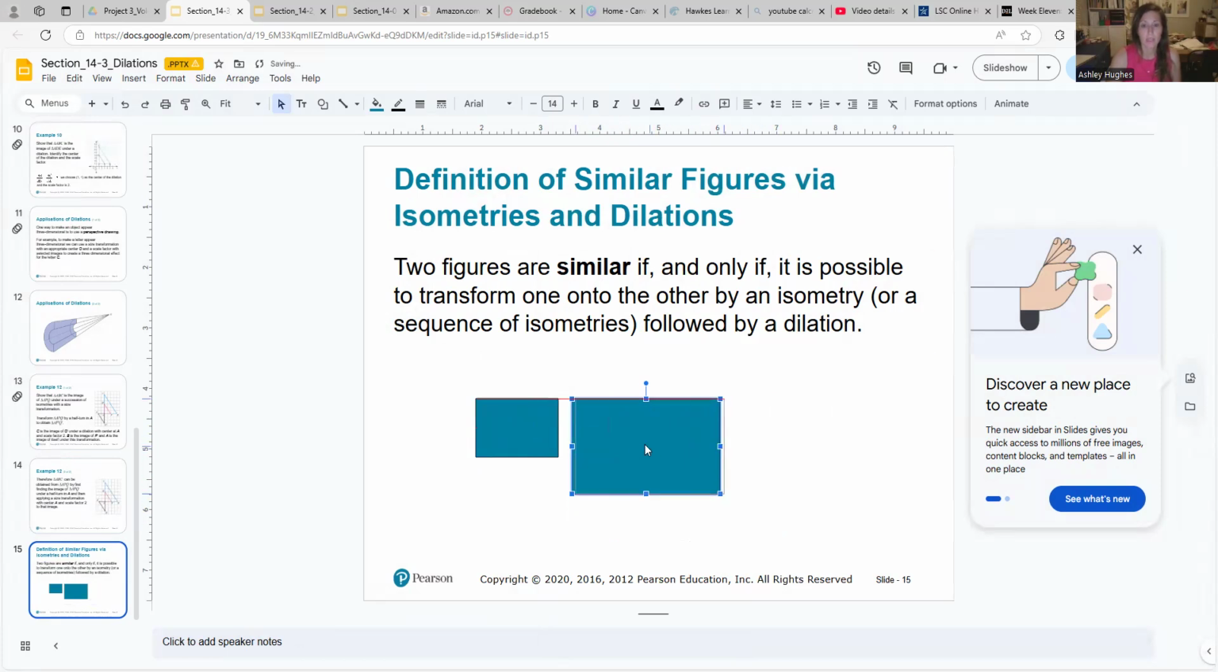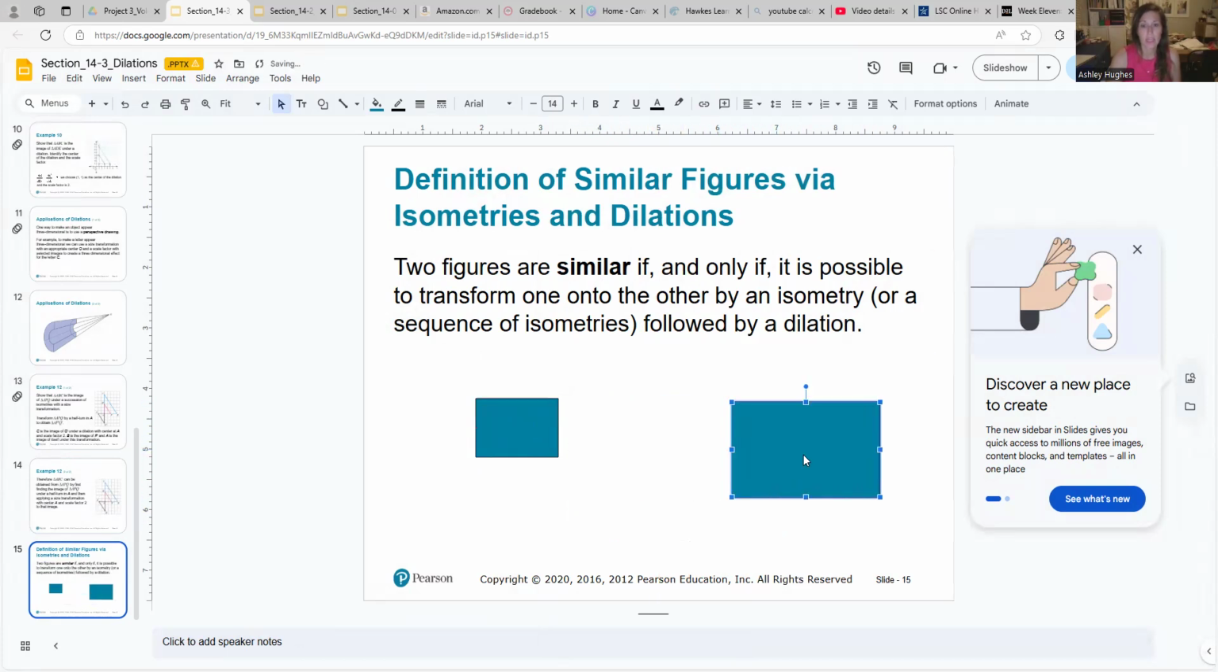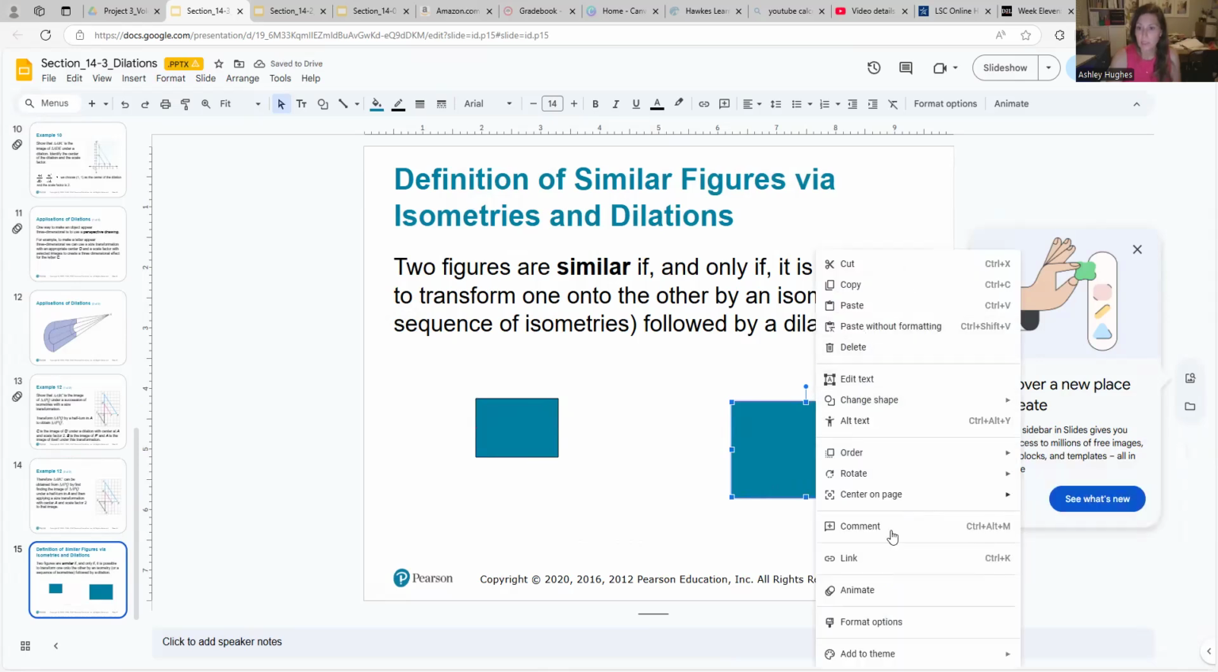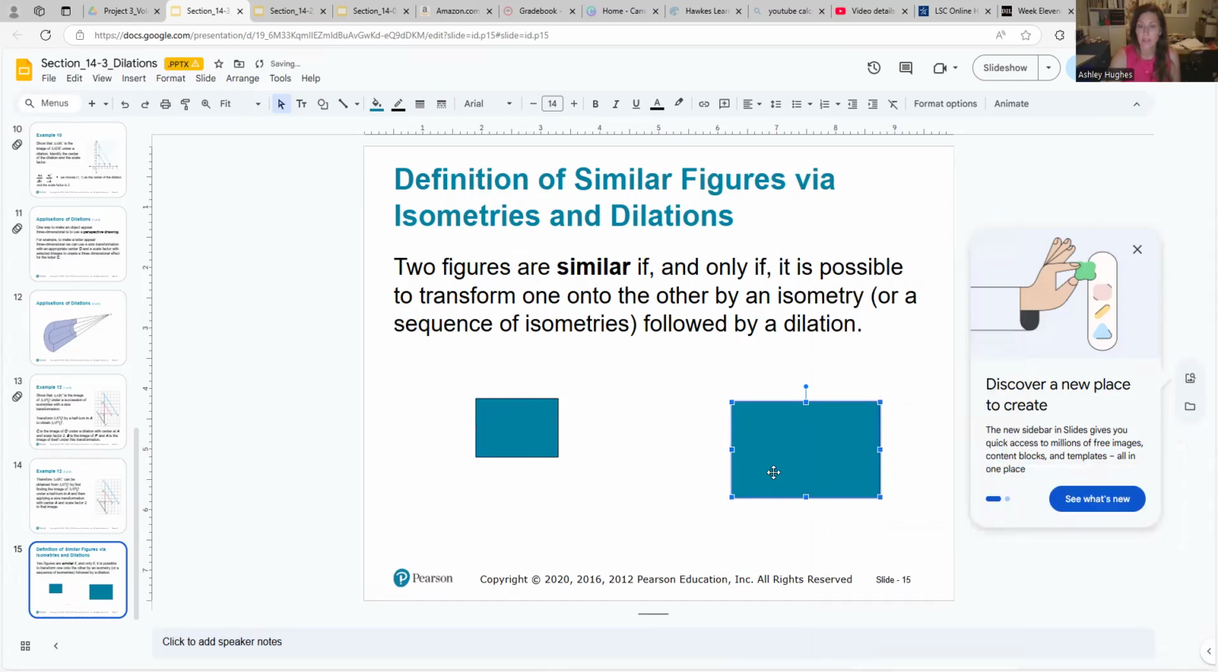And then we had, at the beginning, the translation was a slide. The reflection is, if I flip this over, I'm going to flip it, that'd be a reflection. And then rotation we talked about when we rotate around. And then also the dilation. So those are all the different types of transformations that we talked about in this last section.